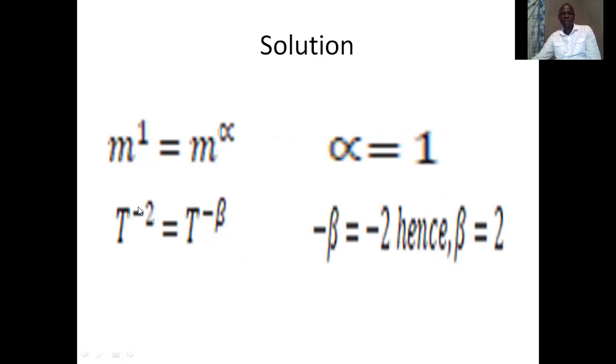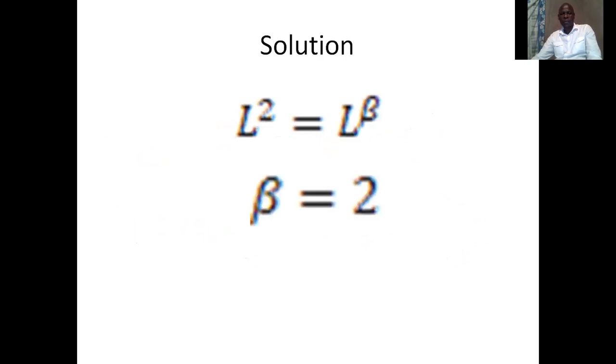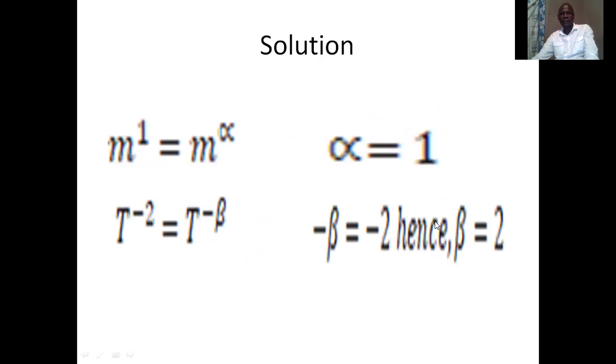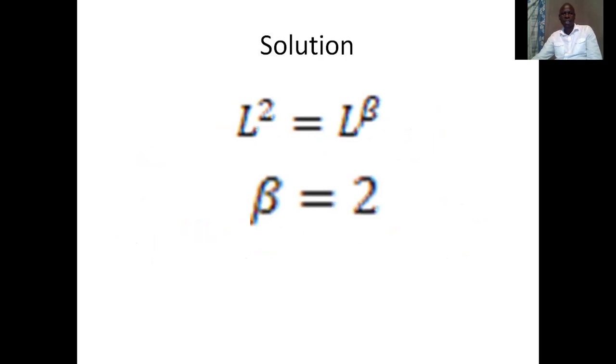Therefore, you can equate them. You notice that the bases are the same, and therefore you can say negative 2 is equal to negative beta. So negative beta is equal to negative 2. Then the negatives can cancel out, so beta is equal to 2. We can as well look at the length. Length is L to the power 2, which should be equal to L to the power beta. And since the bases are the same, the powers can be equated, so beta is equal to 2.